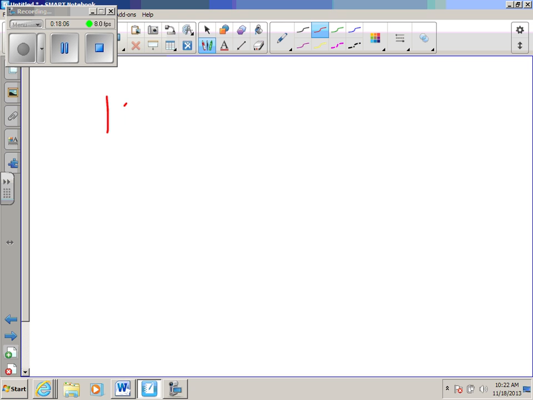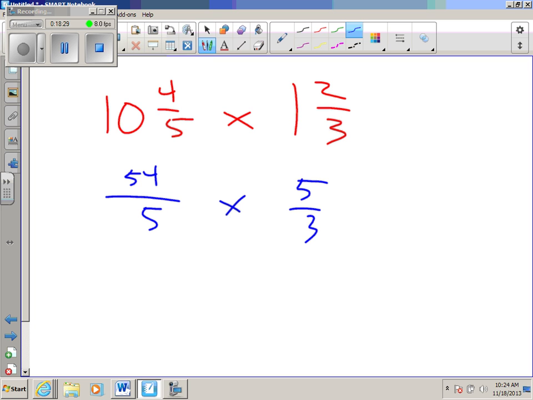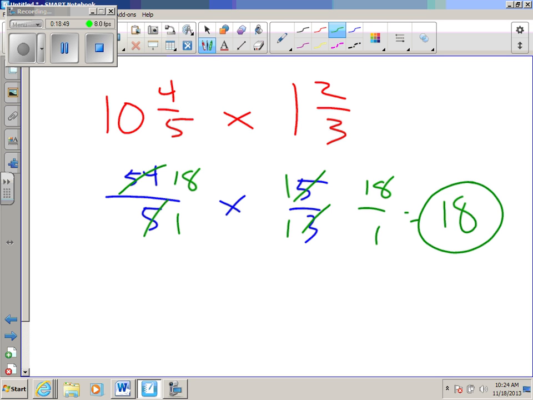10 and 4/5 times 1 2/3. Give it a shot. Estimate if you... 10 times 5, 50. 54/5. 3 plus 2 is 5/3. So 5 and 5, those become 1s. 54 and 3 are both divisible by 3. Okay, so what is 54 divided by 3? 18. 18/1 is equal to 18. Now, if you didn't see that, and you ended up with 54/3, you would still get 18 if you simplify.